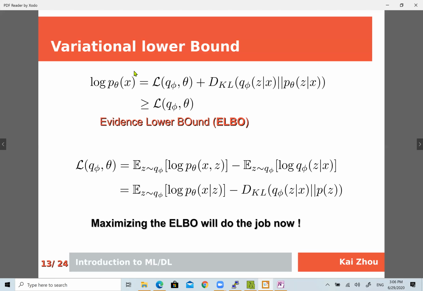Which two goals? The first goal is our very original goal. We try to maximize the log likelihood to tune our generative model parameter theta, right? And the second goal is we try to find which kind of variational distribution function can match the ground truth posterior much better. So we need to reduce this KL divergence. And we find this representation, this formula. So to maximize this ELBO term, this L term, you can do the two optimizations together, right?